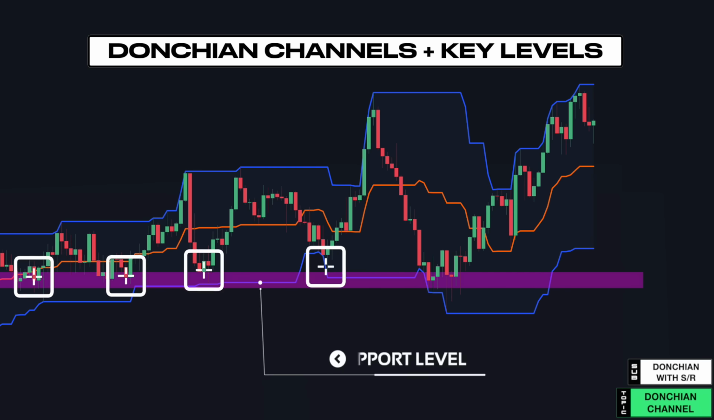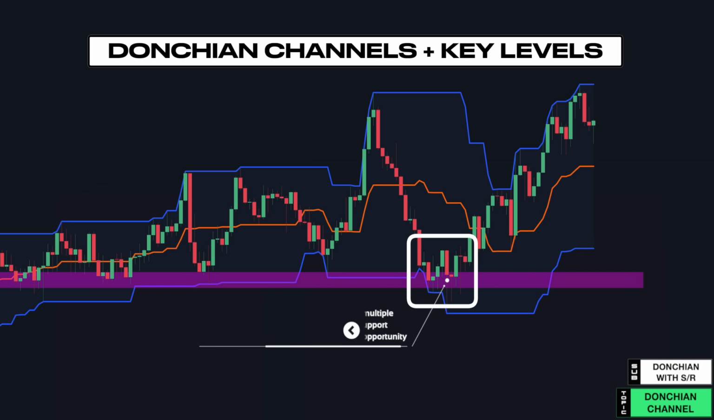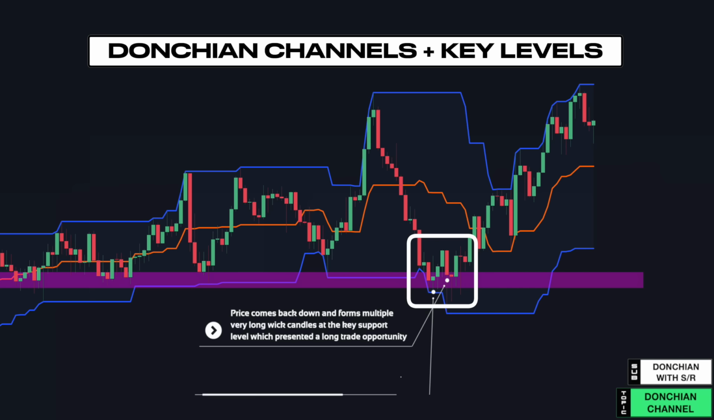Key support level with multiple touches. Price comes back down and forms multiple long wick candles at the key support level, which presented a long trade opportunity. Price is also touching the lower Donchian channel band, which represents an oversold region and an area of value within this current time period.